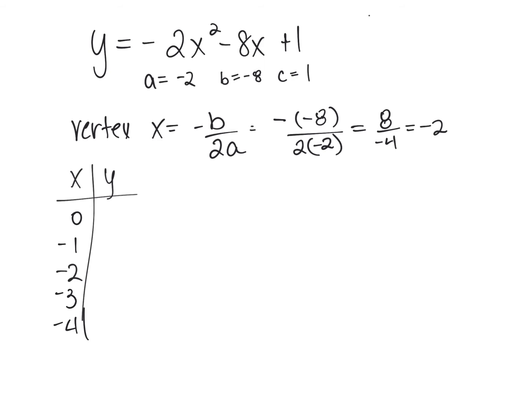So what do I get when I plug in 0? I get c, so I get 1. I'll prove it to you. Negative 2 times 0 squared minus 8 times 0 plus 1. 0 minus 0 plus 1 is 1. Negative 4 will still be 1. Negative 4 will also be 1 because it's symmetrical. So this will also be 1 because here's my vertex. My vertex is here.